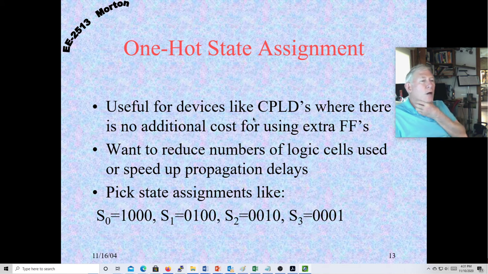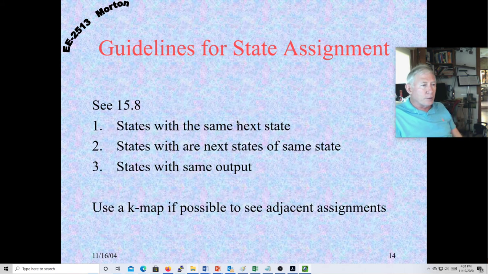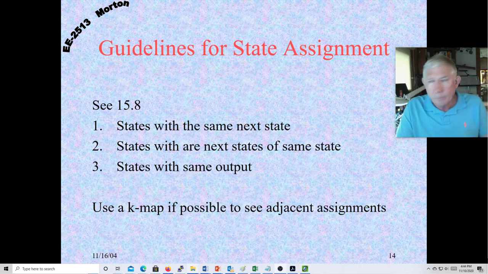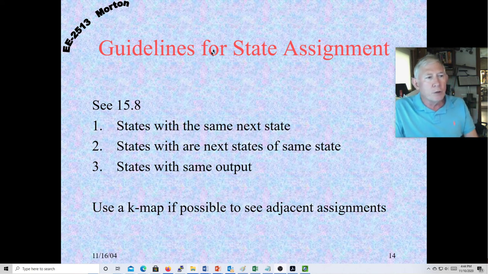Here are the rules, and they're in section 15.8, the guidelines for state assignment. There's really two of them to try and minimize the next state equations, and then there's one for the output. So these rules are kind of confusing, and what's more, you don't even know what adjacent state assignments means yet.